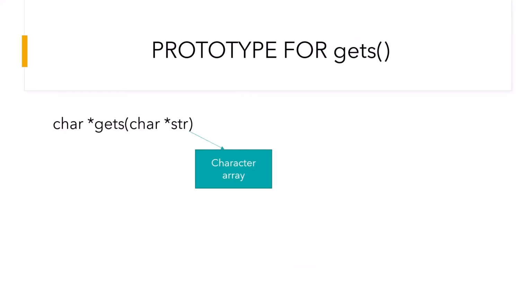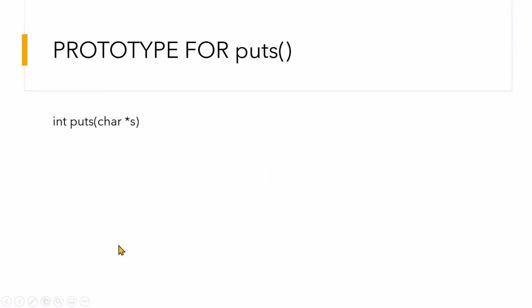So we have the prototype for gets, and you can see that it returns a pointer to a character, right? And of course takes as argument the character array, right? So it's putting the characters we type in into the address indicated by this argument. Okay, that's gets. puts returns an integer and takes as argument again the character array.